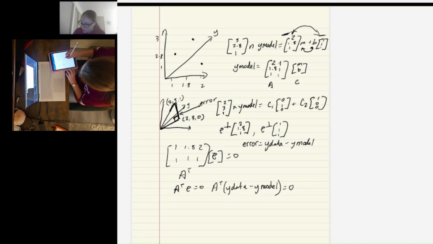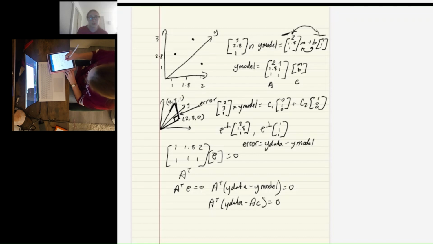So A transpose times y data minus A times C. Then we're just going to distribute the A transpose, and solve for it on both sides. So get y data on one side and AC on the other side. So A transpose A C is equal to A transpose y data. Okay. So with this, we can use that to approximate our y model.